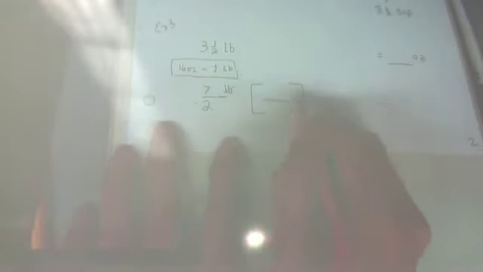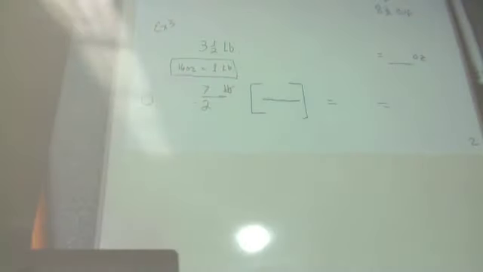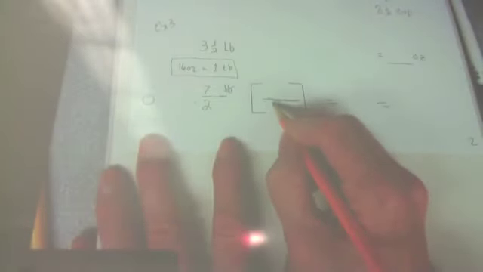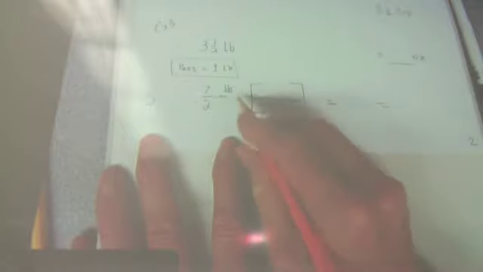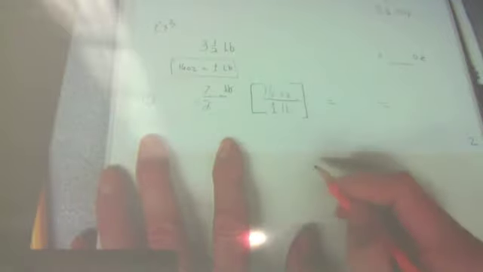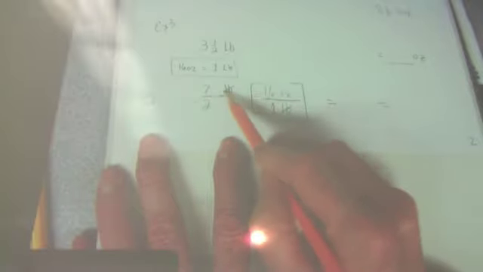Now I'm going to take my unit multiplier, it's worth 1. I have to put either 16 ounces over pounds or 1 pound over 16 ounces. I want pounds to cancel, so if I have pounds in the numerator, I have to put pounds in the denominator. 1 pound is in the denominator, so pounds cancel, and so I have to put 16 ounces in the numerator.